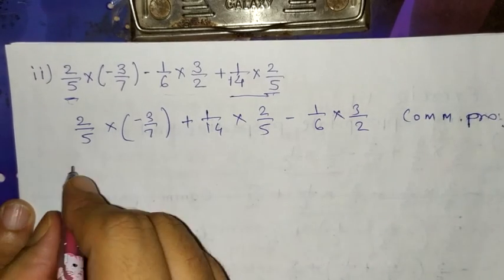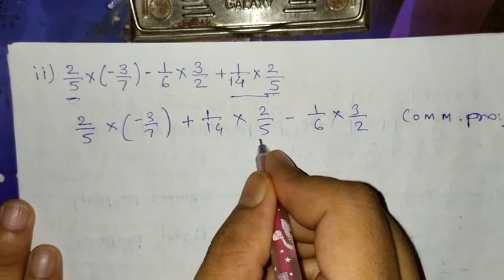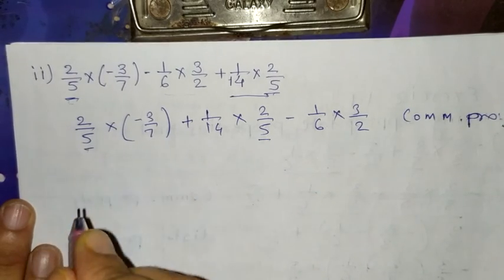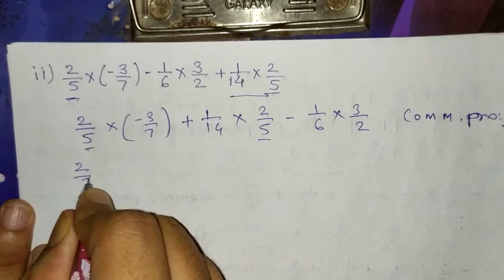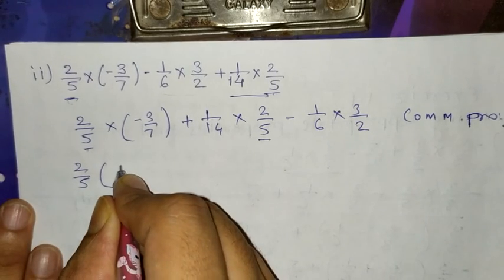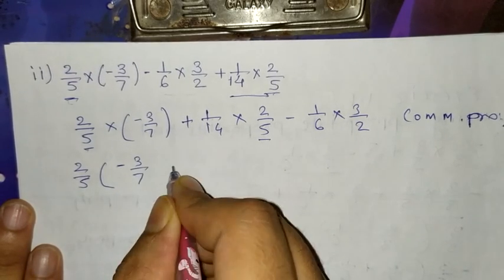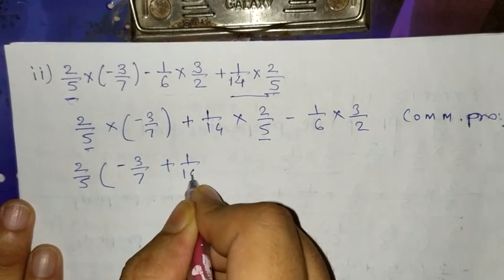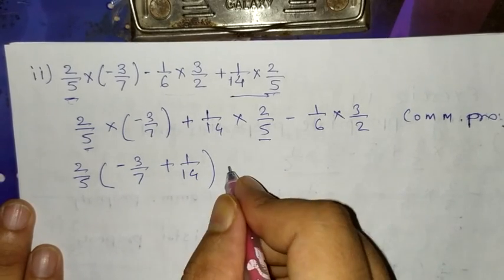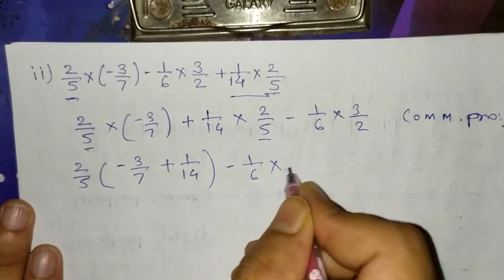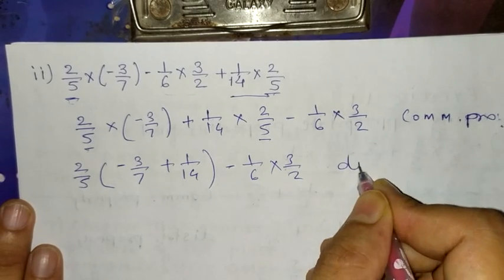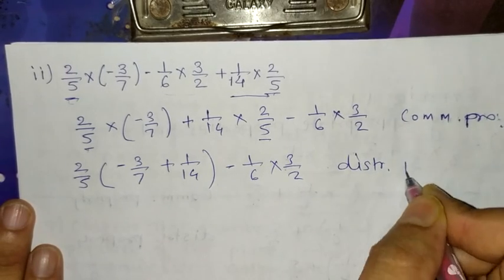Next, here you know this one is common, here also this one is common. So you have to use distributive property. Minus 3 by 7 plus 1 by 14. Then finally as it is you write this one. So here we used distributive property.